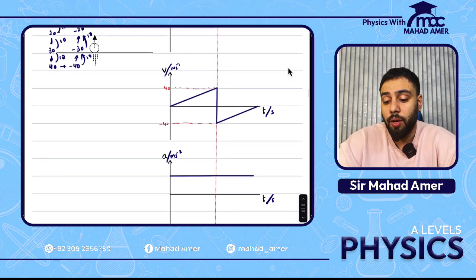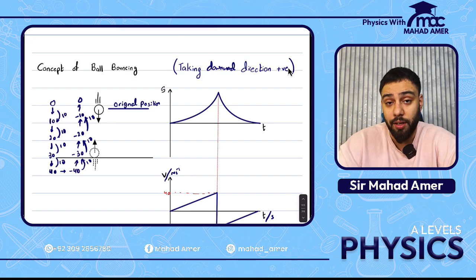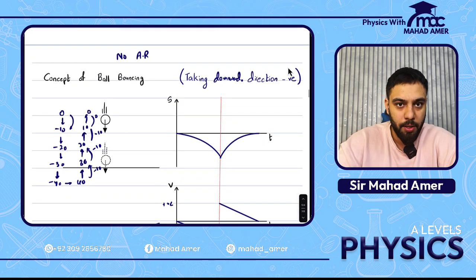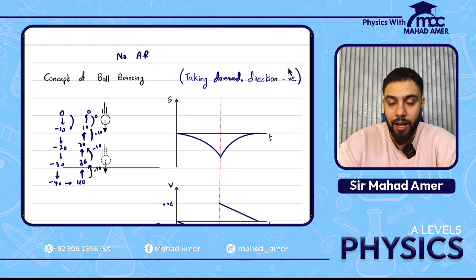Whatever graph that is, if you understand the concept of the graph, what the gradient is telling you, what is happening in the graph, you can easily describe any graph. That's not going to be an issue for any one of you.